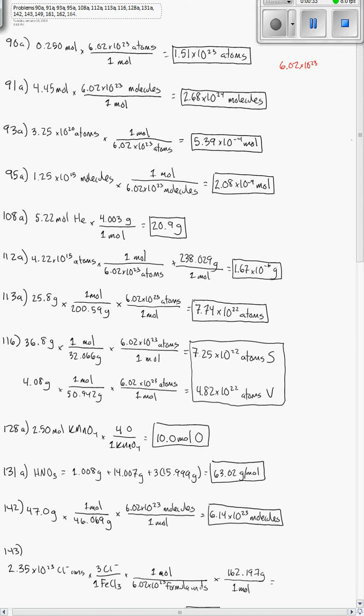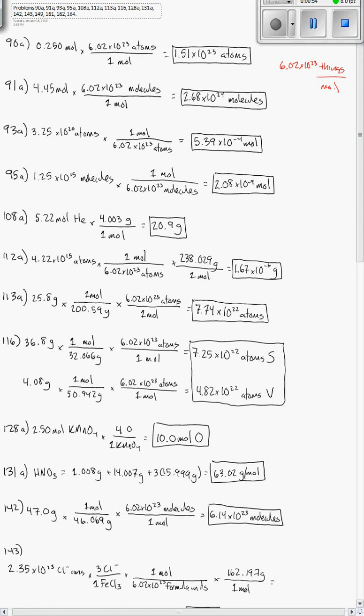This number is called Avogadro's number, and we can use it as a conversion factor to go back and forth between moles and particles. The tricky part is figuring out how to use it and how to arrange your conversion factor, this 6.02 times 10 to the 23rd things per mole, to give you the correct answer.